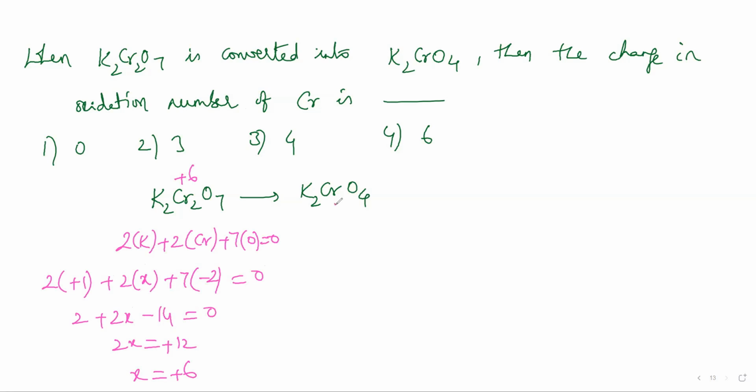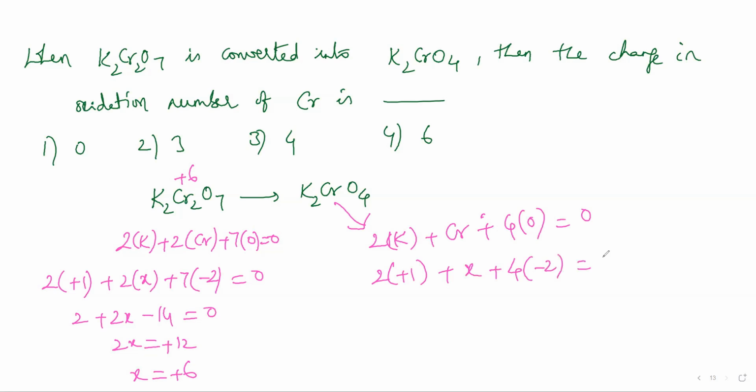Here, in this case, 2 potassium atoms, 1 chromium, and 4 oxygen should be equal to 0. Again, charge is equal to 0. So 2 into plus 1 plus chromium, we don't know x. This is x plus 4 into minus 2 is equal to 0. 2 plus x minus 8 equal to 0. X equal to plus 6. So in this case also, oxidation state of chromium is plus 6.